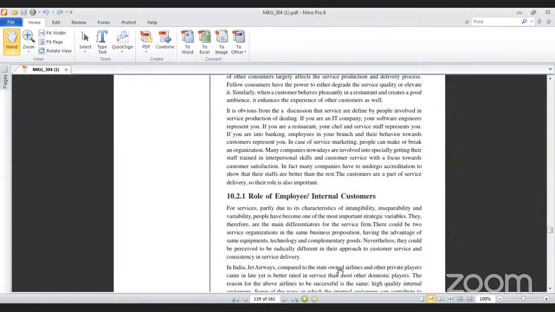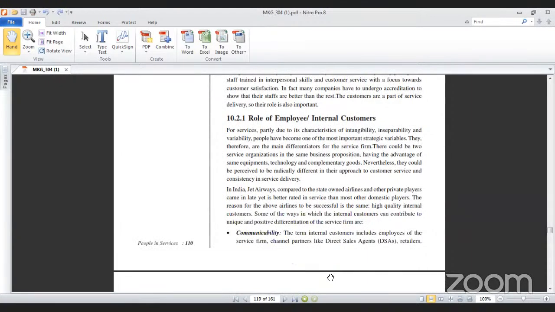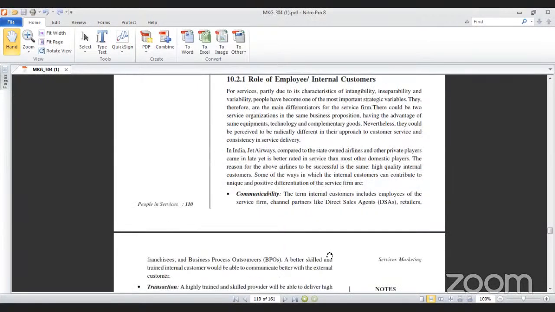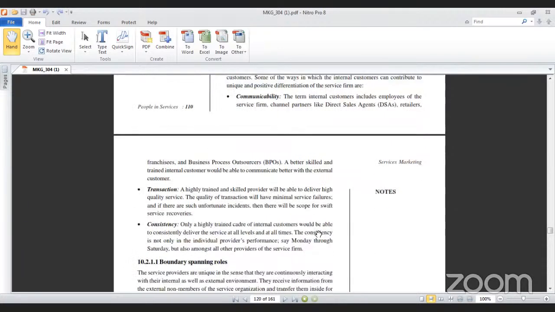There could be two service organizations with the same business proposition, having the advantage of the same equipment and technology, and completely different competitiveness. The term internal customers includes employees of the service firm, channel partners like direct sales agents, retailers, franchisees, and business process outsourcers. Better skilled and trained internal customers would be able to communicate better with the external customer.